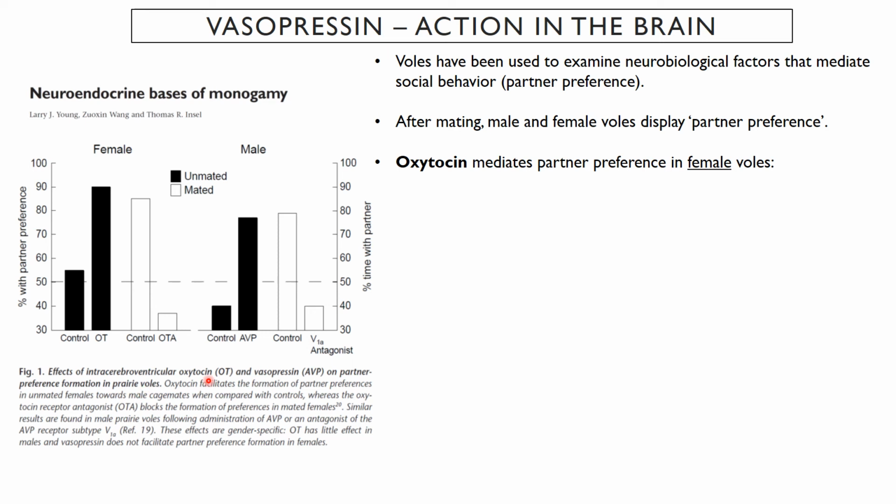The thing that's really interesting about prairie voles is that they will show a partner preference. This is somewhat unusual amongst rodents. Rodents will mate, and then typically they don't care about each other post-mating. Prairie voles are different. They will show affiliative behavior. They'll want to spend time with their mate and show a partner preference after they have mated. Oxytocin appears to mediate this preference in females. So let's walk through this experiment a little bit.